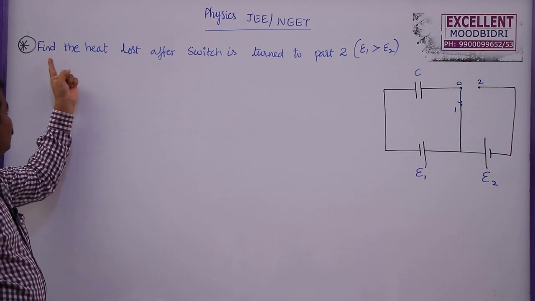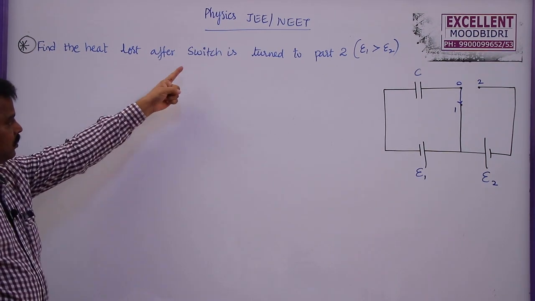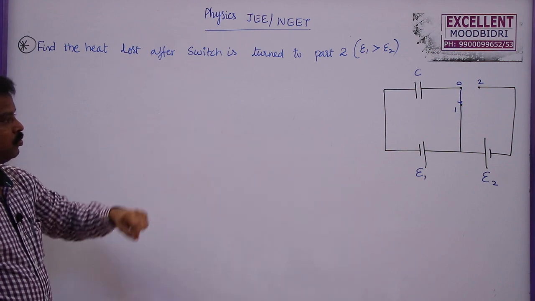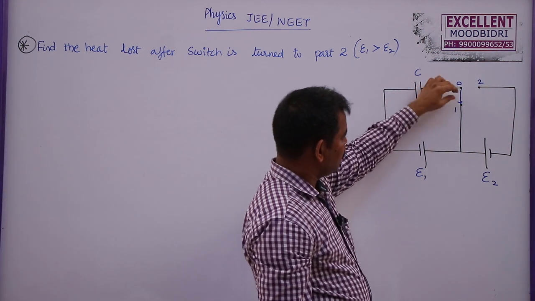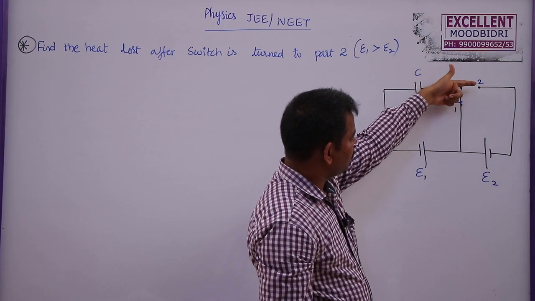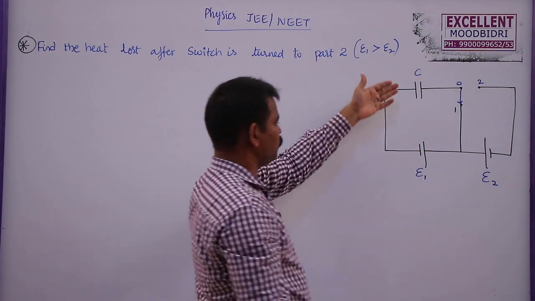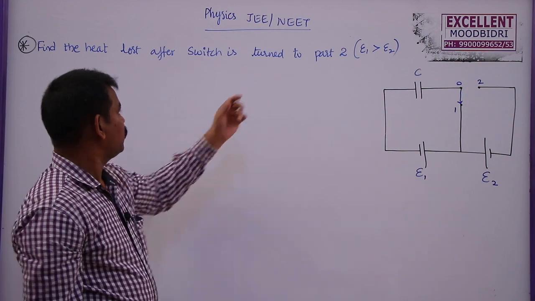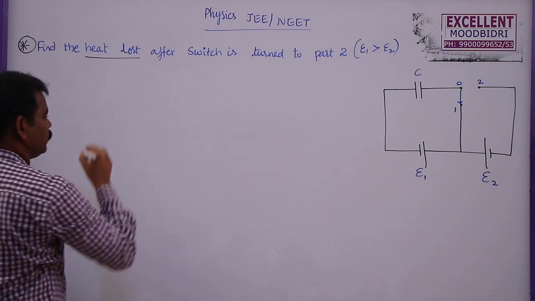In this problem, find the heat lost after the switch is turned to point 2. Here, this is a key and the switch is initially in contact with point 1, and it is then connected to point 2. Then what about the heat lost here?